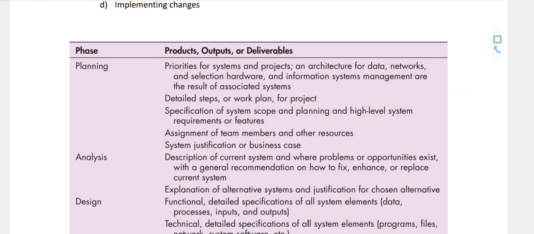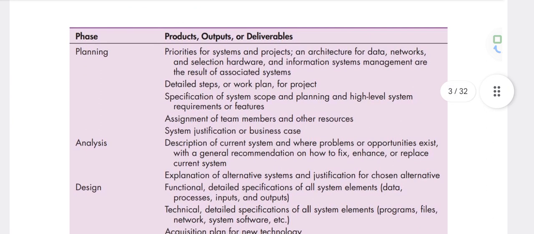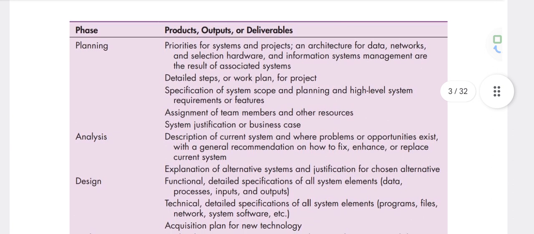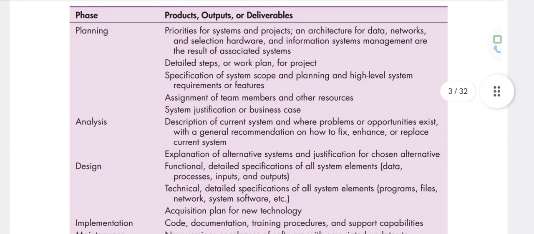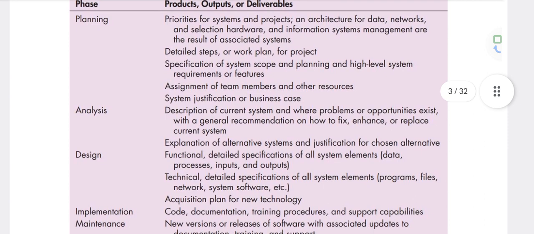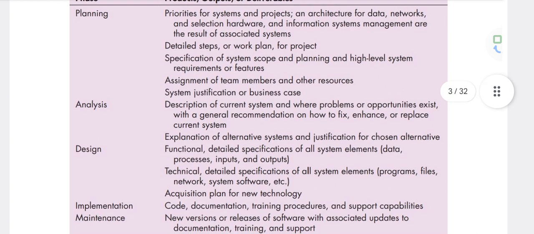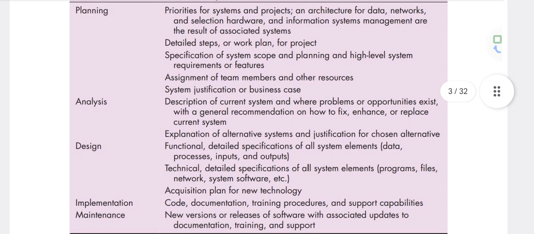Specification of the system scope and planning, and the high-level system requirements for the future assignment of team members and other resources. System justification or the business case: a description of the current system where the problems or opportunities exist, with general recommendations on how to fix, enhance, or replace the current system.